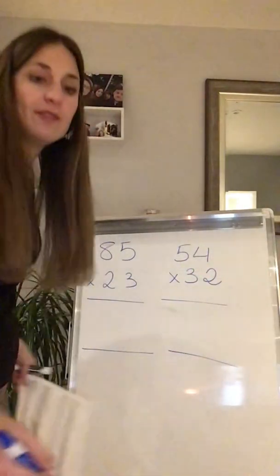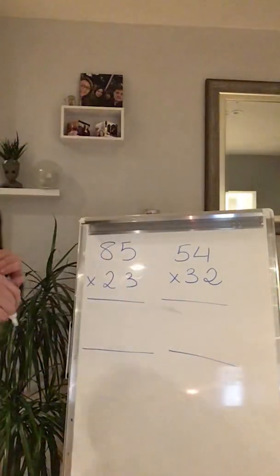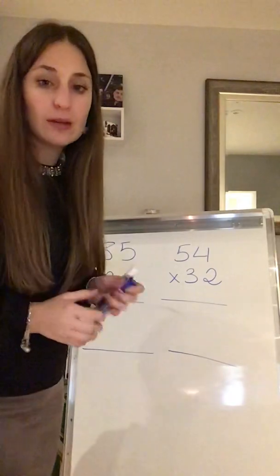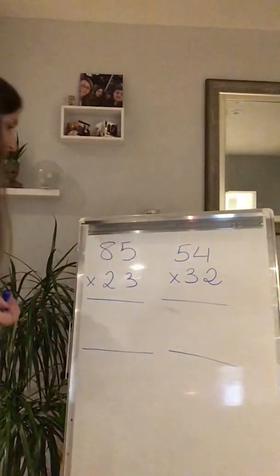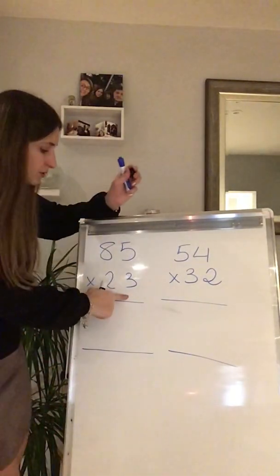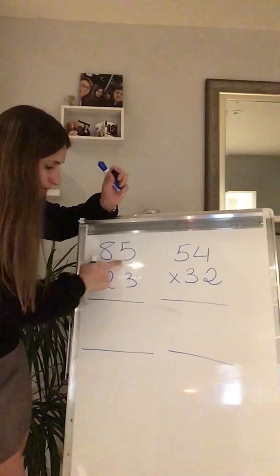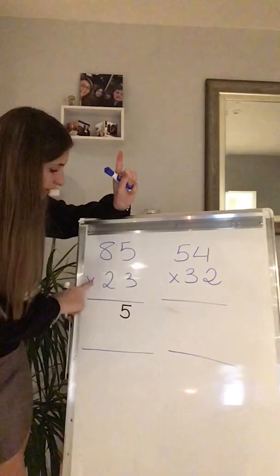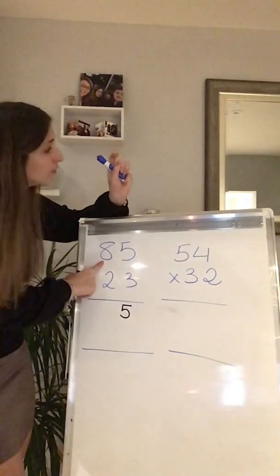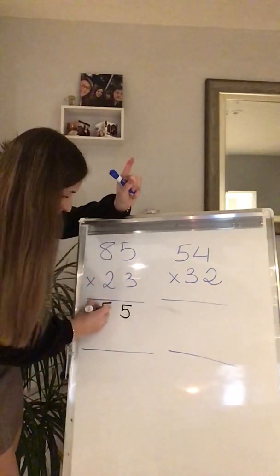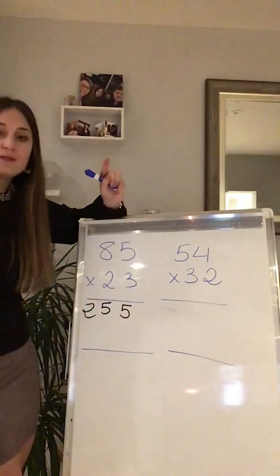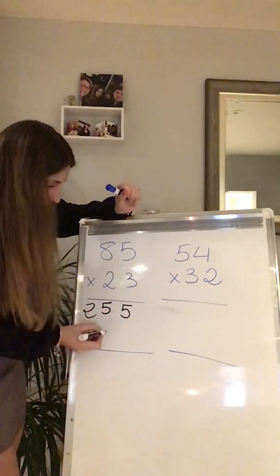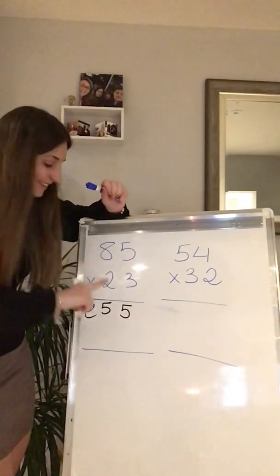Okay guys, so have a go at it, and if you finish and you're ready to mark it, just play the video again and then you can correct it with me, alright? Okay, let's start with my ones on my first multiplication. 3 times 5 is 15 and I'm carrying 1. 3 times 8 is 24. Add 1 is 25.